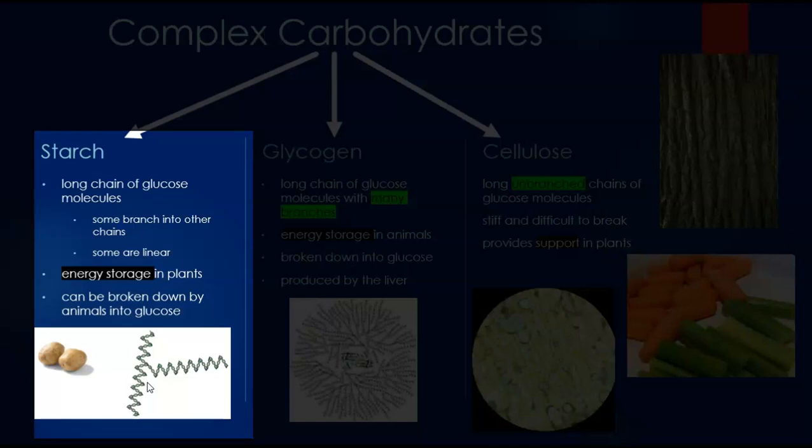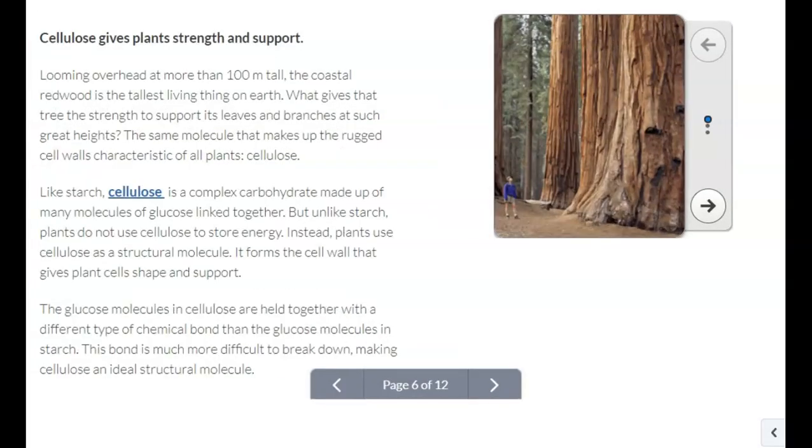When energy is scarce, they may break down their starch, releasing glucose that then becomes available for the process of cellular respiration. When you eat plant parts where starch is stored, such as oats, potatoes, or rice grains, you eat this starch. Your body then breaks it down into individual glucose molecules. Cellulose gives plants strength and support.